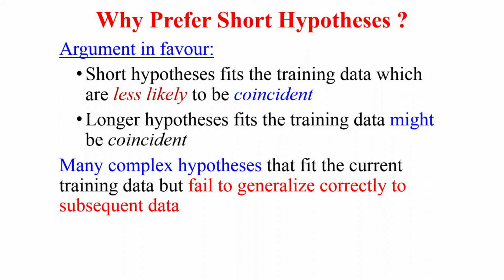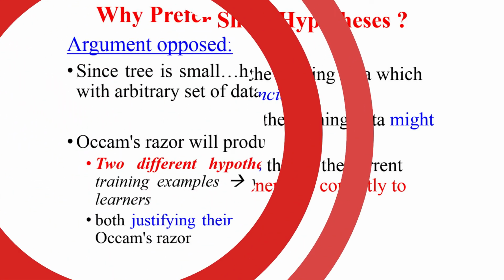Let us see the argument in favor. Fewer short hypotheses exist than longer ones, so short hypotheses are preferred. A short hypothesis that fits the training data is less likely to be a coincidence. A longer hypothesis that fits the training data might be a coincidence. There are many complex hypotheses that fit the current training data but fail to generalize correctly to subsequent data.